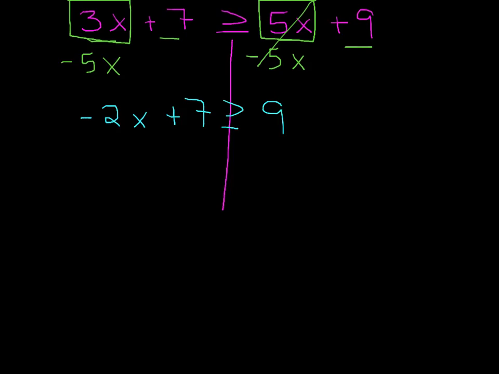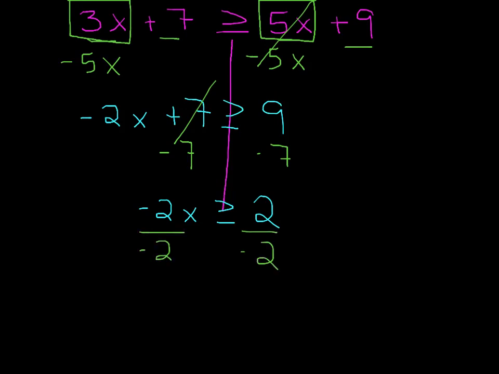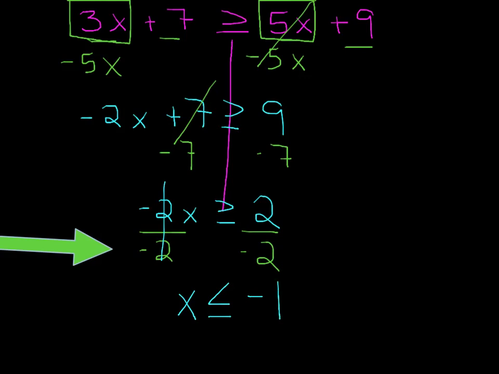And now subtract 7, cancels out here, and we have negative 2x is greater than or equal to a positive 2. Last step, divide by negative 2, divide by negative 2. Because I divided by a negative, I have x is now, switch the sign, less than or equal to a negative 1.